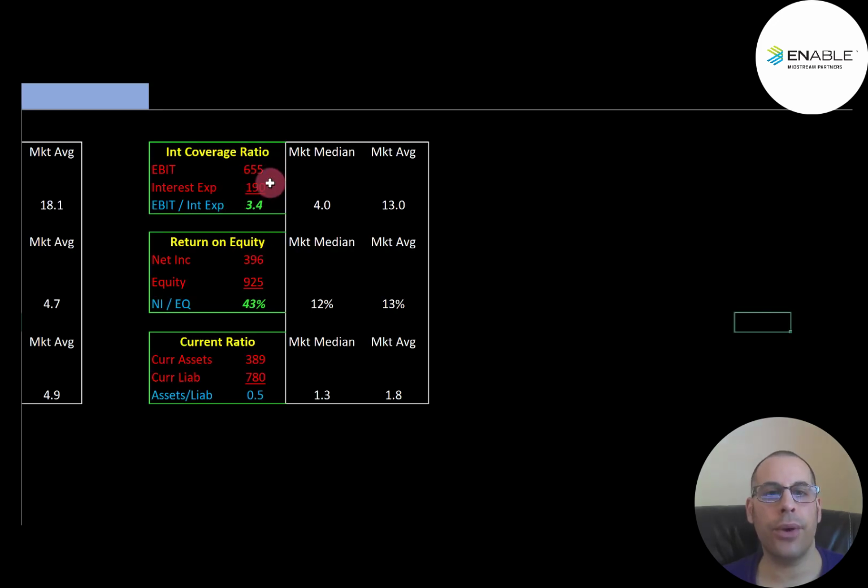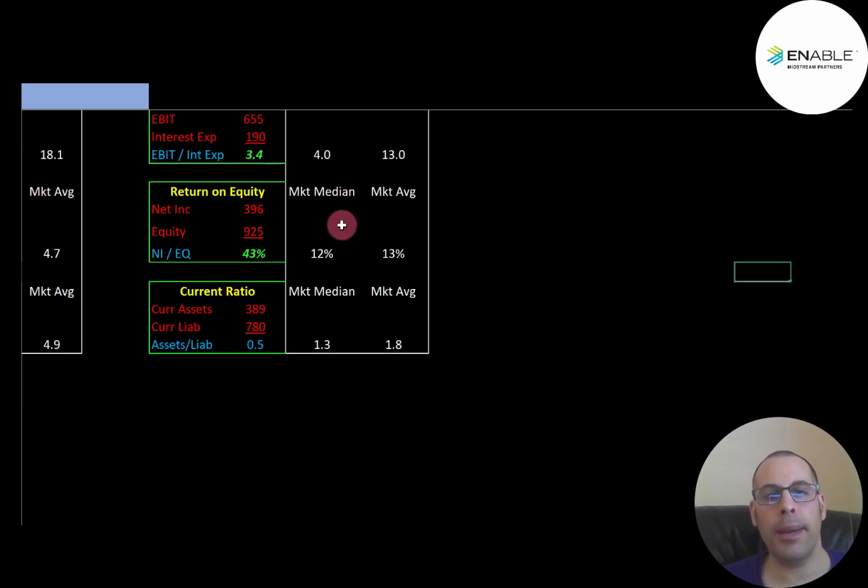A good interest coverage ratio, the median is 4.0, the average is 13.0. Interest coverage ratio is EBIT over interest expense. I like to see above 2, they're at 3.4, so they can easily cover their interest payments. EBIT is earnings before interest and taxes. It's called operating income on the income statement.